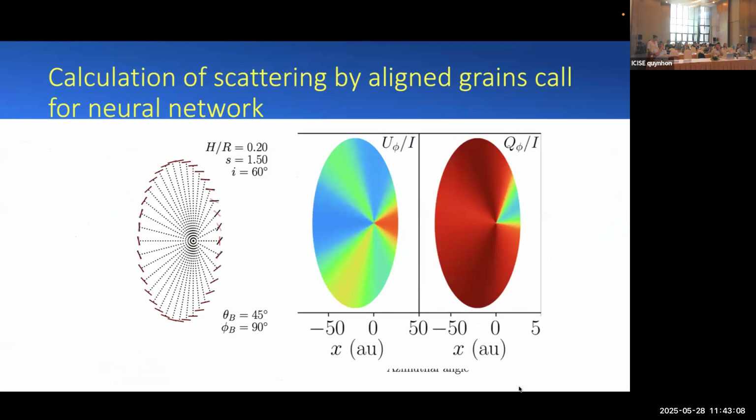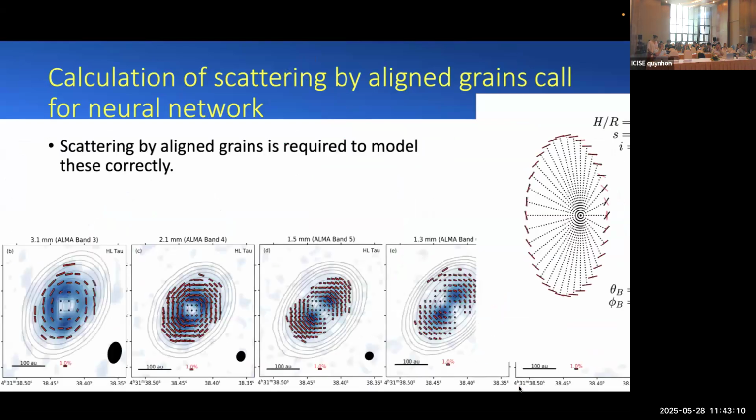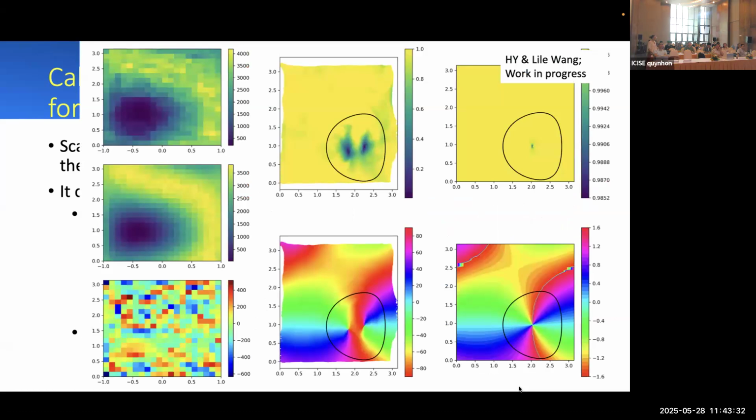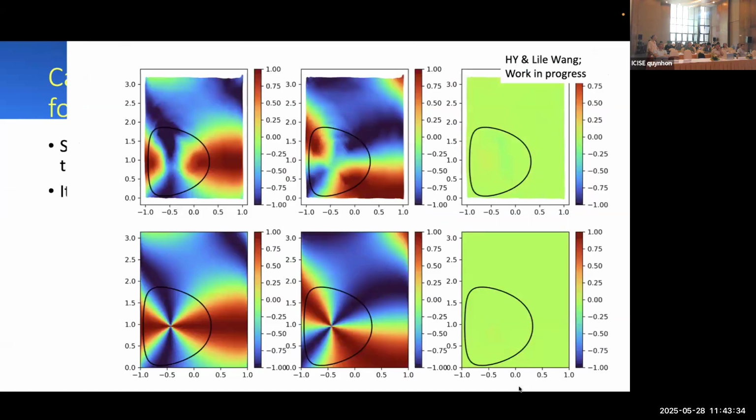But if you want to do the scattering by aligned grains quantitatively, it's going to be very hard because there are so many angles. If you want to tabulate the scattering by aligned grains, you will need 30 gigabytes of lookup table, which is impossible for any numerical code. And also, if the grains are large, the optical properties will be very expensive to compute on the fly. So we propose to do it with a neural network, and it is doing reasonably well.